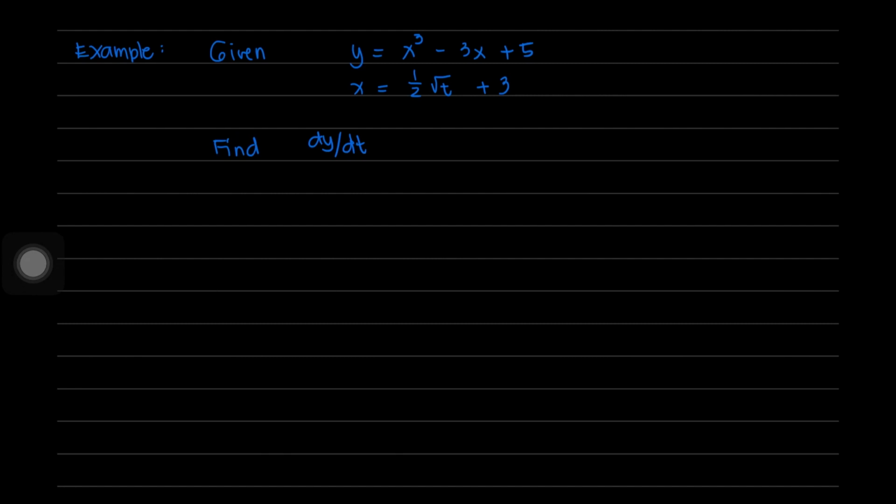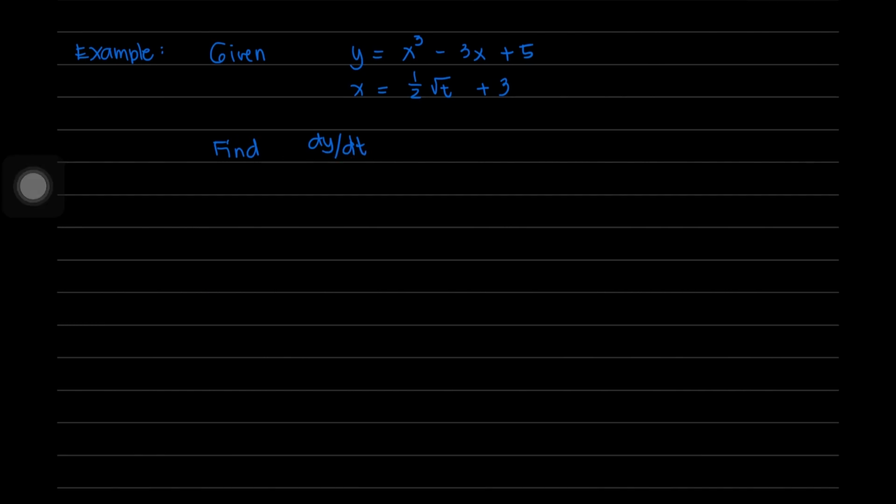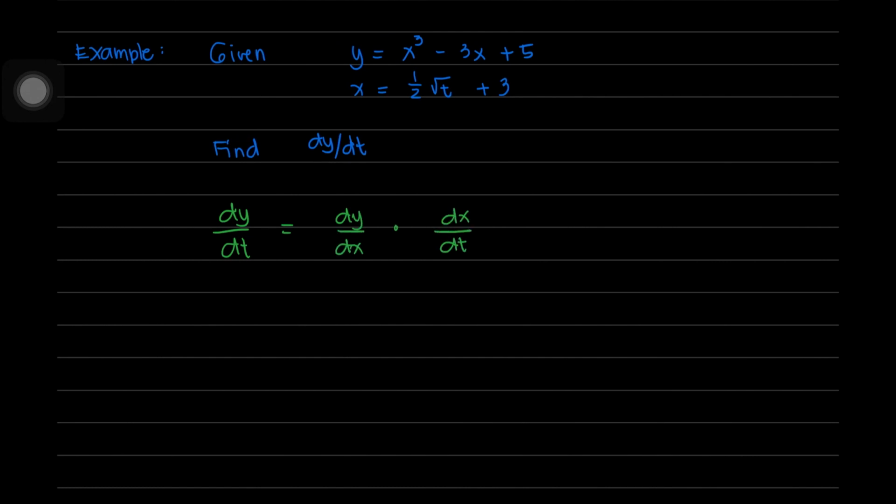So to illustrate this chain rule, let us have an example here. We are given y equals x cubed minus 3x plus 5, and x equals 1/2 square root of t plus 3. Find the derivative of y with respect to t. The first thing that we need to do here is to determine first the derivative of y with respect to x, because dy over dt is the product of dy over dx multiplied by dx over dt.